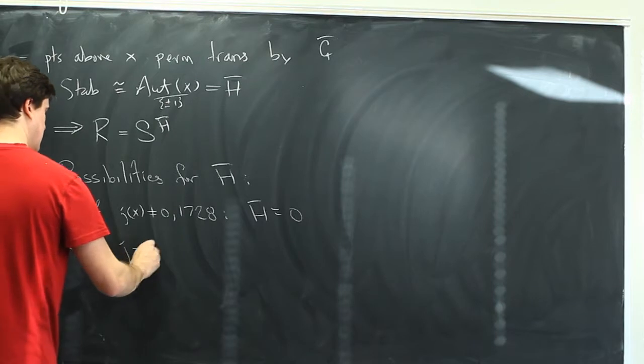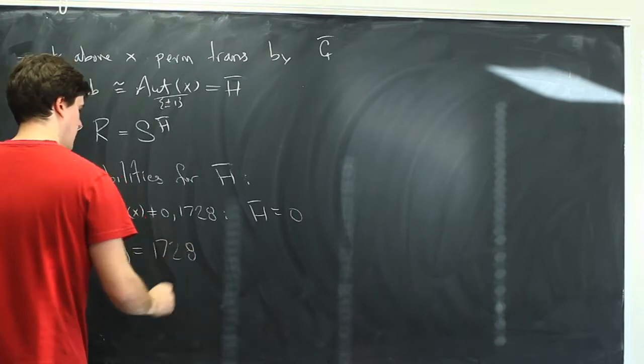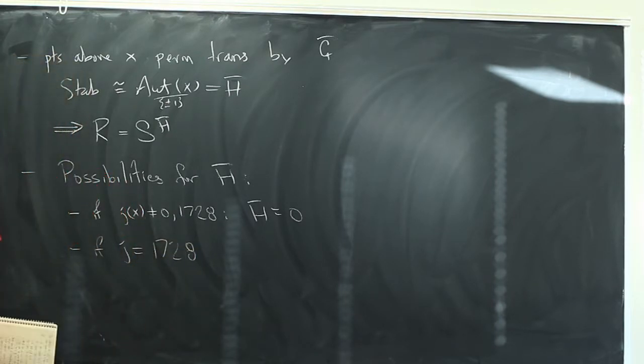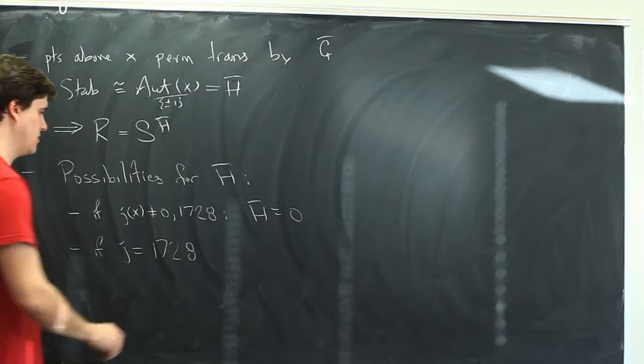If j is 1728, then it's possible that your H is Z mod 4 and H bar is Z mod 2.